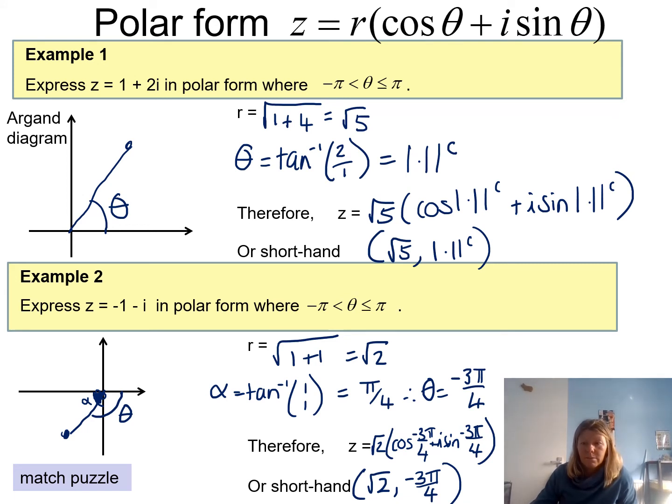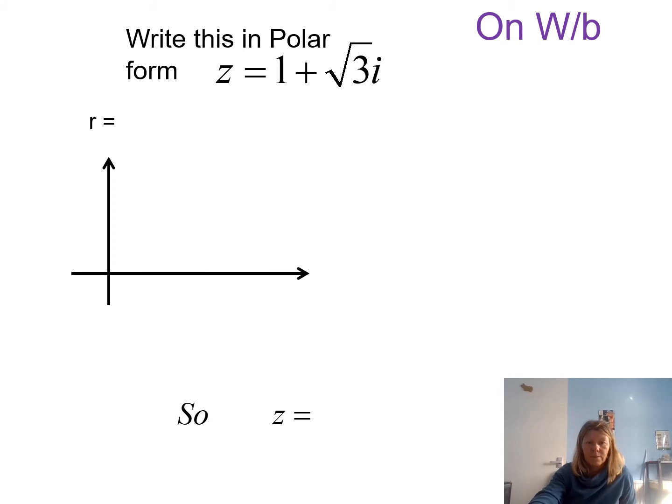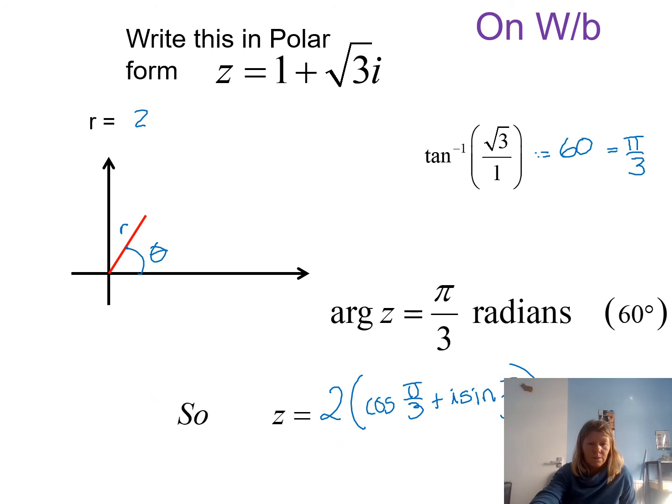Some more for you to do. Write the polar form of that one. Have a go. And up comes the answer. It says cos pi by 3 plus i sine pi by 3.